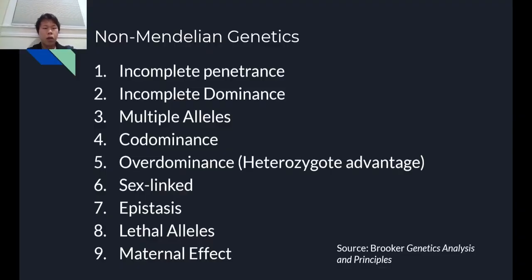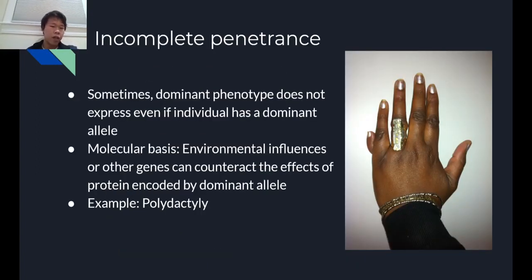Alright, so now we'll go on to non-Mendelian genetics. This is really fun, but it's also lots of different exceptions to the rule, which always has to be like that. So I'll just go over each of them briefly so you have an idea of what to look for. The first one is incomplete penetrance.